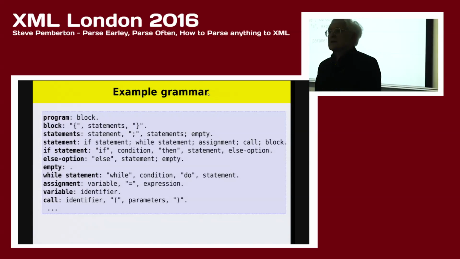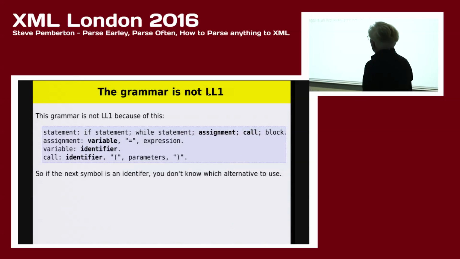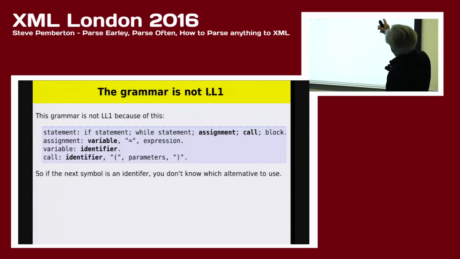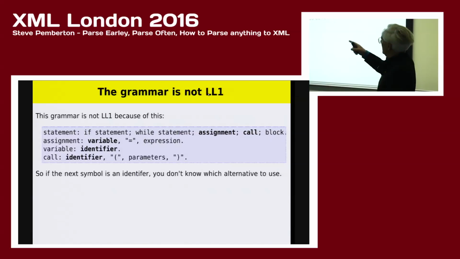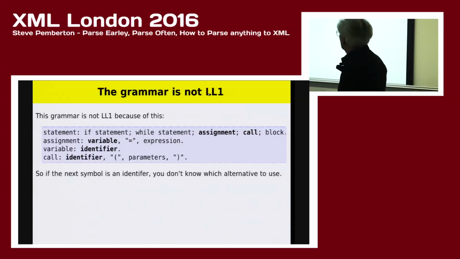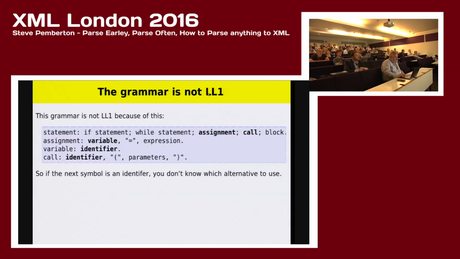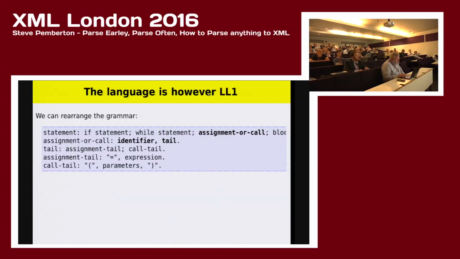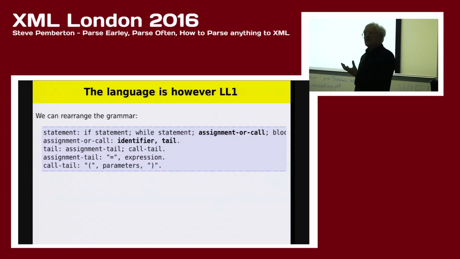Now, this is a fairly straightforward grammar for writing down, but the problem is it's not LL1. And the reason it's not LL1 is because both assignment and call can start with an identifier. So you've got variable equals expression, and one of the possibilities for a variable is an identifier, and a call is an identifier followed by the parameters. So in this rule, you don't know which of these possibilities to take just based on the next symbol, because if you've got an identifier, it could either be an assignment or a call. But the important thing is that the language is LL1. So that grammar wasn't LL1, but the language itself was LL1.